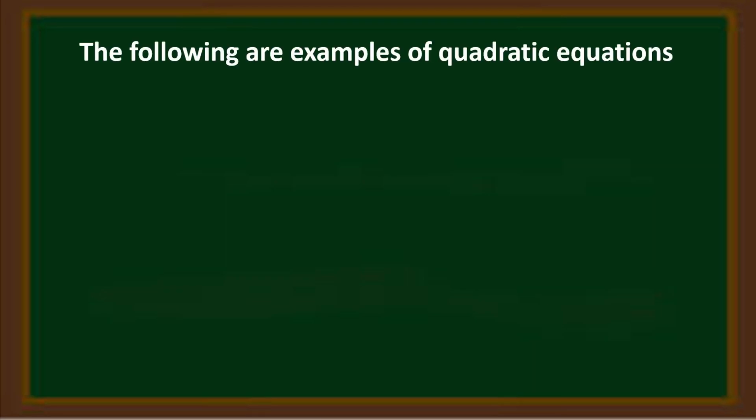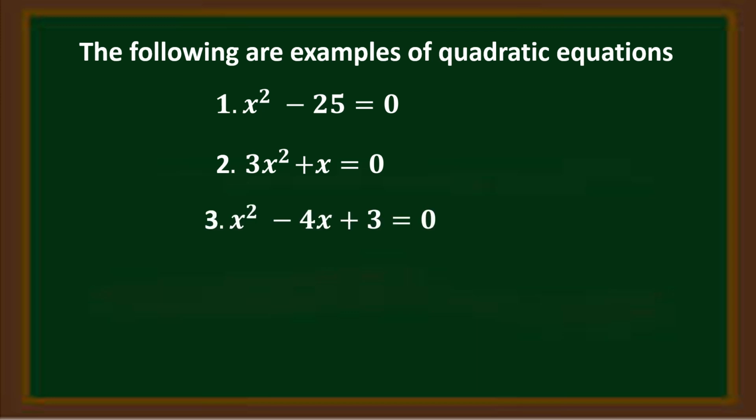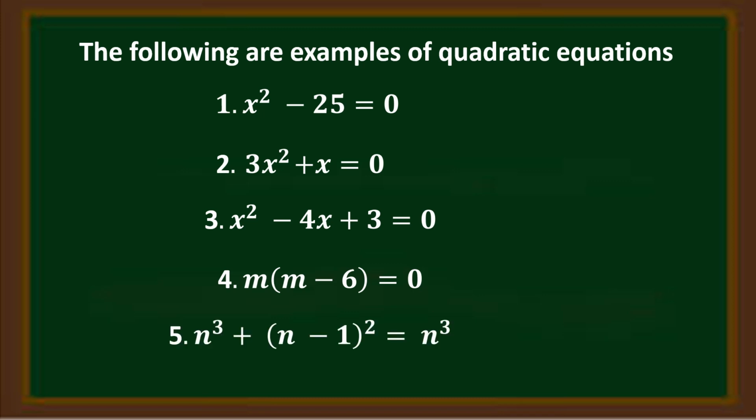The following are examples of quadratic equations. x squared minus 25 is equal to 0. 3x squared plus x is equal to 0. x squared minus 4x plus 3 is equal to 0. m times the quantity m minus 6 is equal to 0. n cubed plus the square of n minus 1 is equal to n cubed.